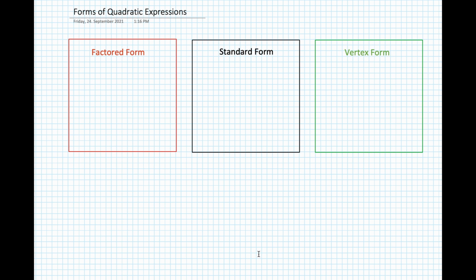Welcome to another math video. Today we'll talk about the forms of quadratic expressions, which also means the way of writing down the quadratic expressions.